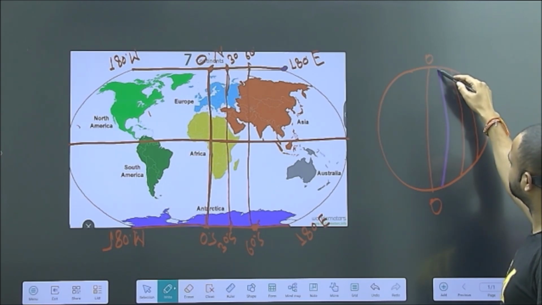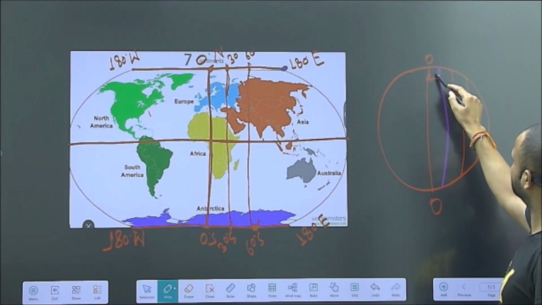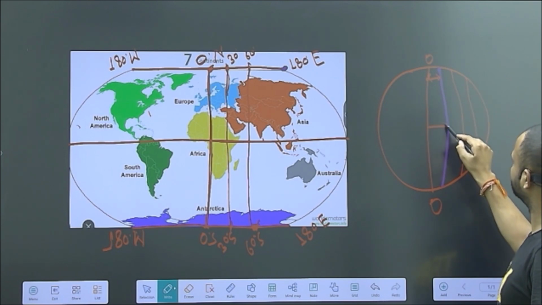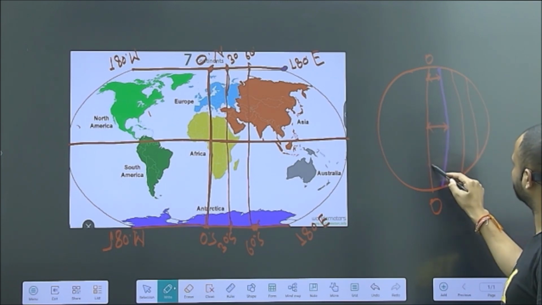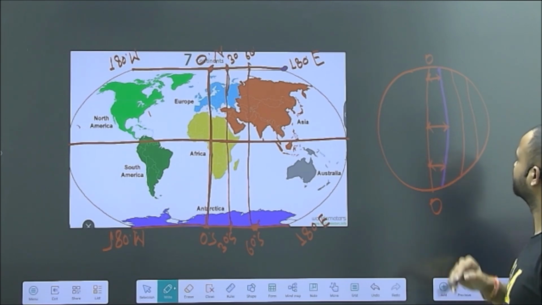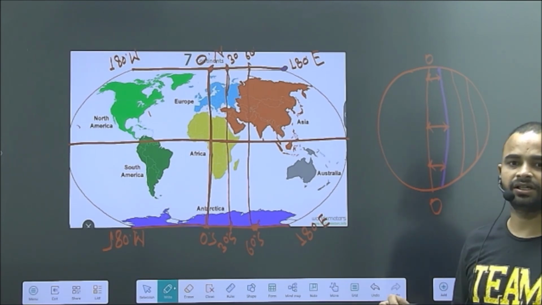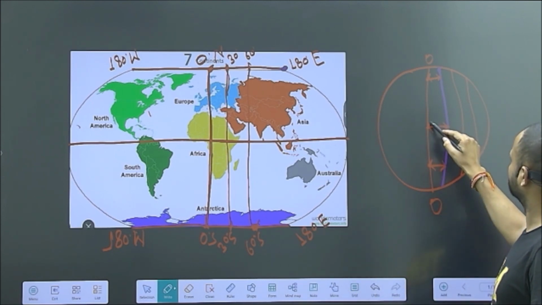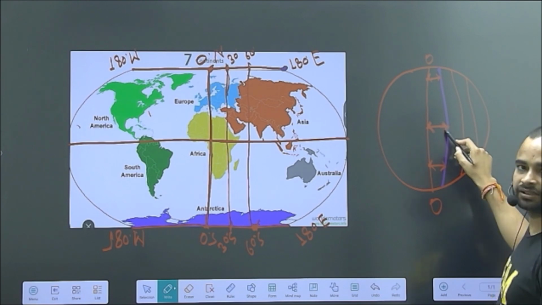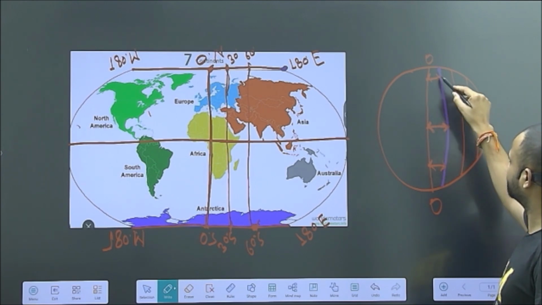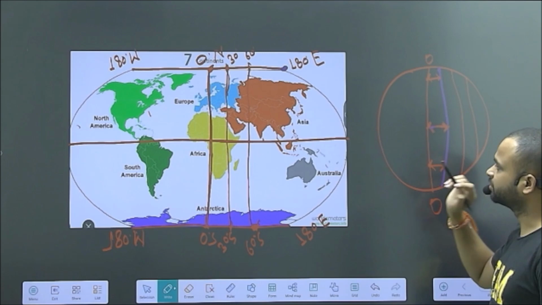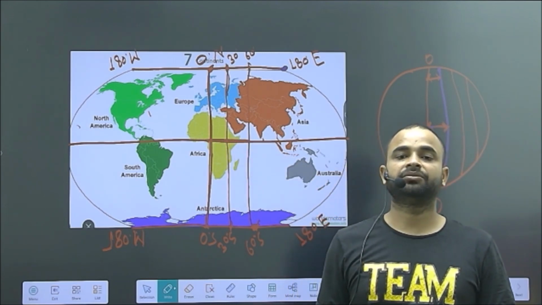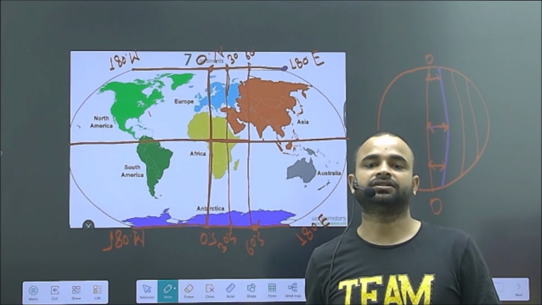Here you can understand the difference between both latitudes here, the difference between both latitudes here, and the difference between both latitudes here. All three have different areas. This area is larger compared to this one and this one. That means at the equator, the area between two latitudes is larger.